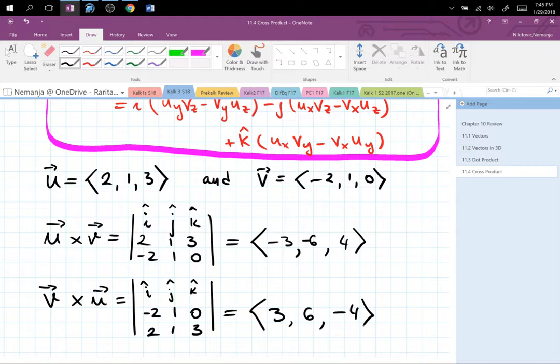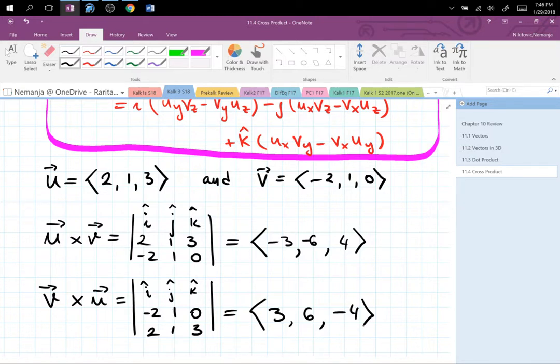I did all of this, but I'm not understanding it. What do I do first? I just don't understand it. So you do u_y, which is this one, times, that's the way you write this one out. This whole thing goes like this: u_y times v_z. v_z is this, 0. So 1 times 0.